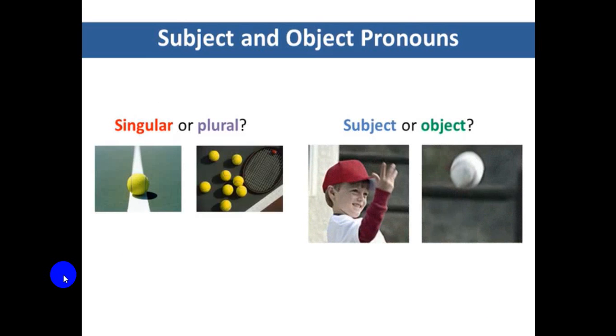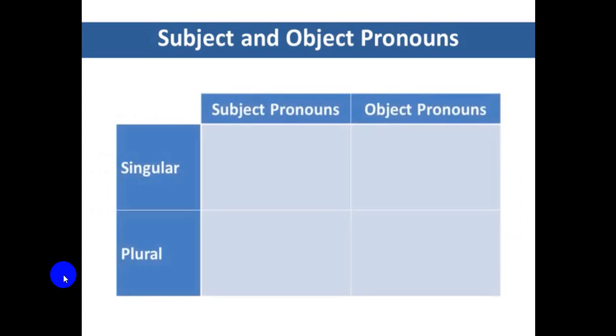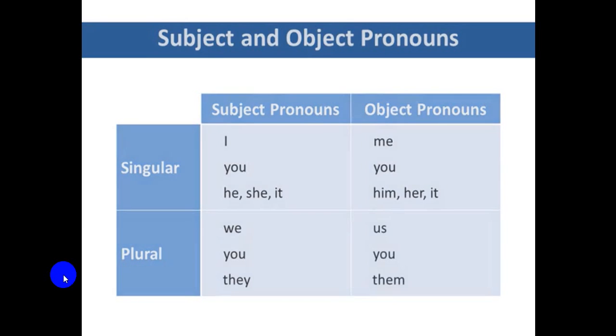We use different pronouns depending on if the noun is singular or plural and if it is a subject or an object. The pronouns for singular subjects are I, you, he, she, and it. The pronouns for plural subjects are we, you, and they. The pronouns for singular objects are me, you, him, her, or it. The pronouns for plural objects are us, you, and them.